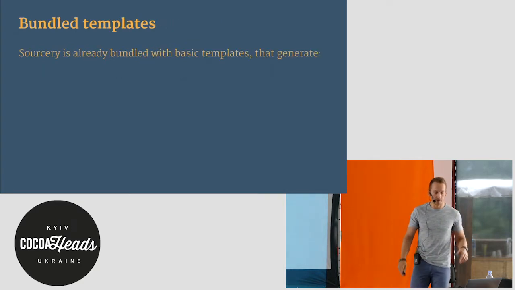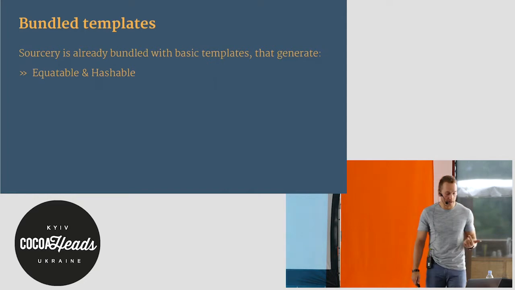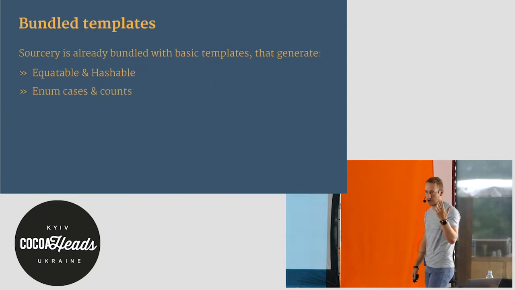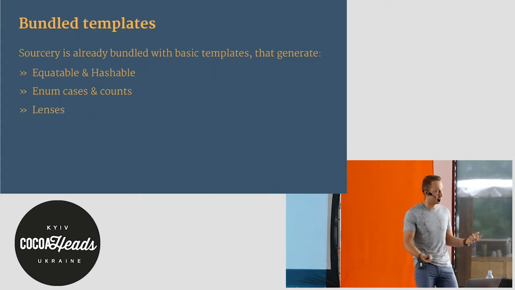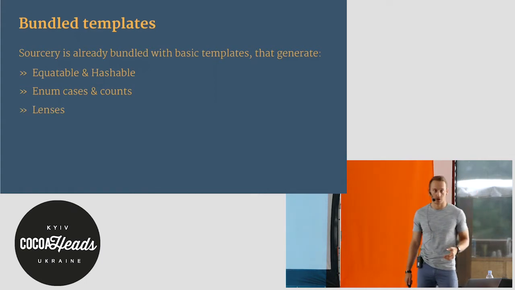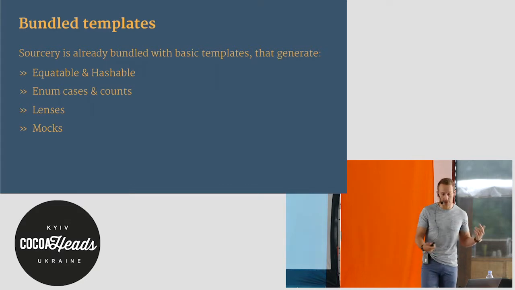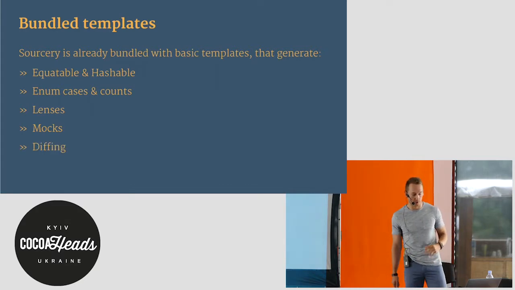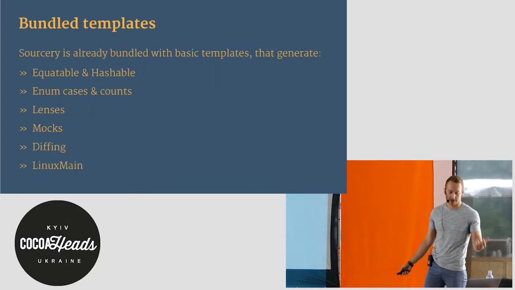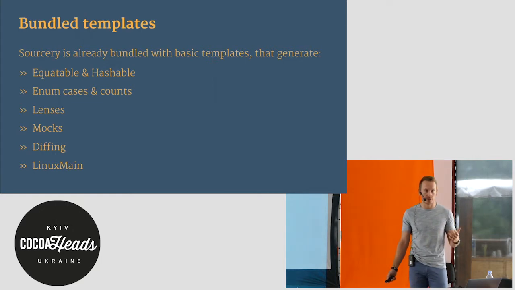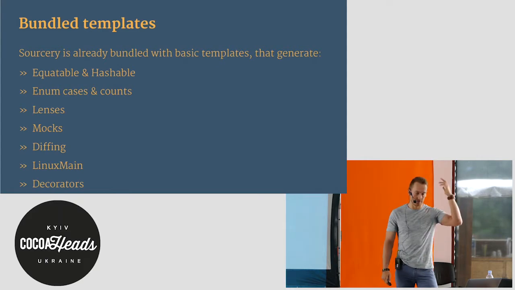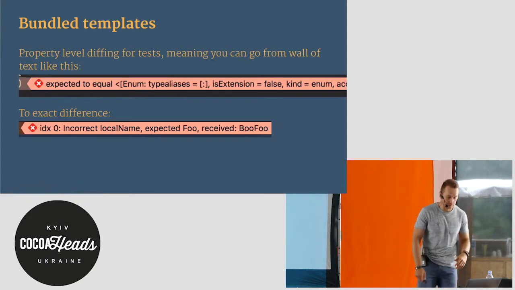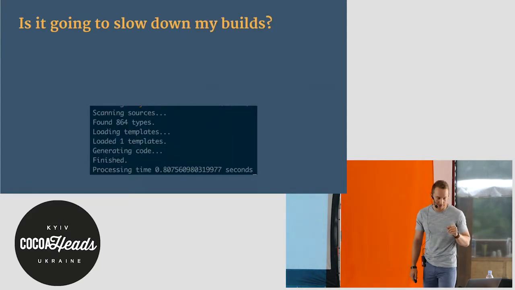And some of the bundled templates are equatable and hashable, enum cases and counts. So you get all the enums enumerated as an array. You can get lenses if you like to use functional composition. You can get test mocks, diffing for properties. And for example, if you work on the server, Swift on server, you can get Linux main generated. And decorators. The list is very long. I'm actually going to show this live, so I'm going to skip this.